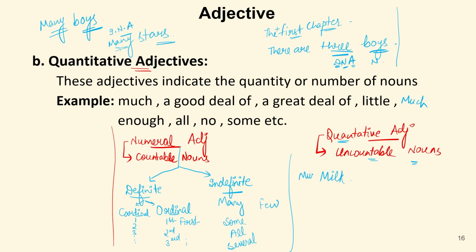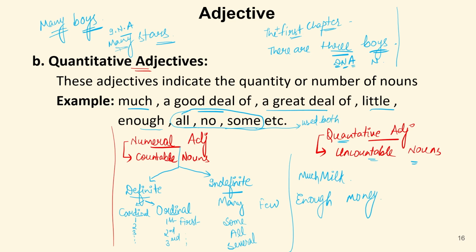For example, if I say much milk, enough money, we know well that money is uncountable. If I say she has enough money, now money is a noun and enough is an adjective, a quantitative adjective which is qualifying the word money. So we can use the words much, a good deal of, a great deal of, little, enough, all, no, some, etc. All these are examples of quantitative adjectives. Here we have some words like all, no, some. These words can be used both as numeral as well as quantitative adjectives.